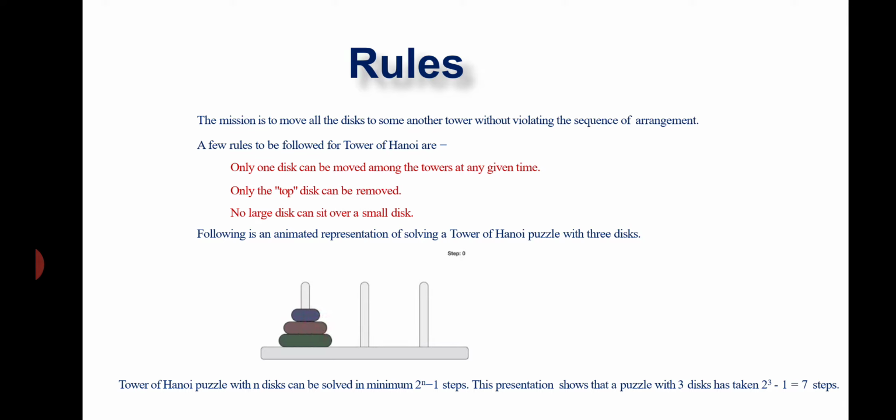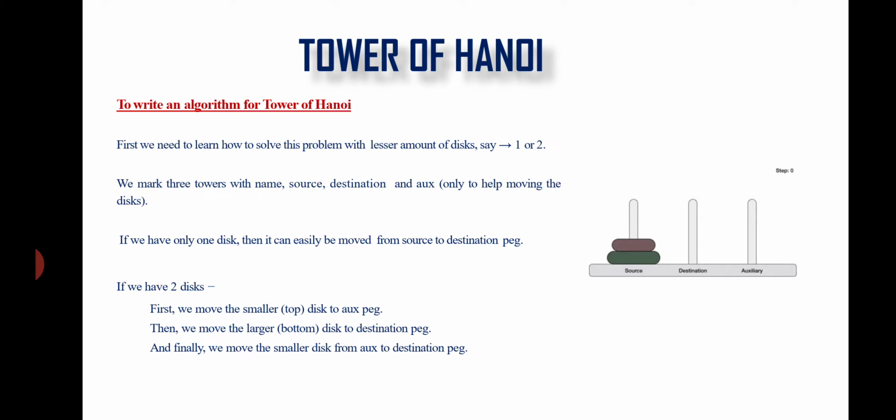A Tower of Hanoi puzzle with n disks can be solved in a minimum of 2 to the power of n minus 1 steps. This presentation shows that the puzzle with three disks takes 2 to the power of 3 minus 1, that is 7 steps. For example, how to calculate? If n is 4, it is 2 to the power of 4 minus 1. 2 to the power of 4 is 16, and 16 minus 1 is 15. So 15 steps it will take to shift the data from the source pillar to the destination pillar.